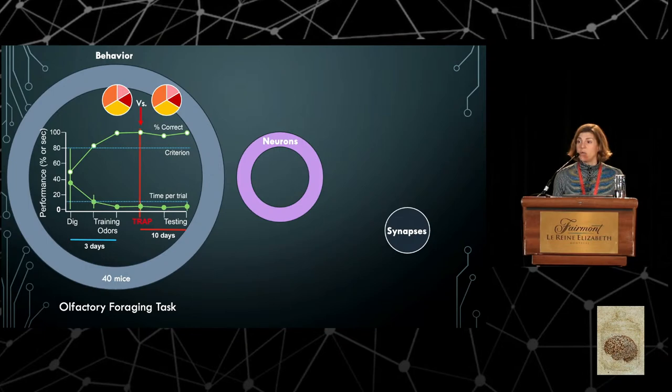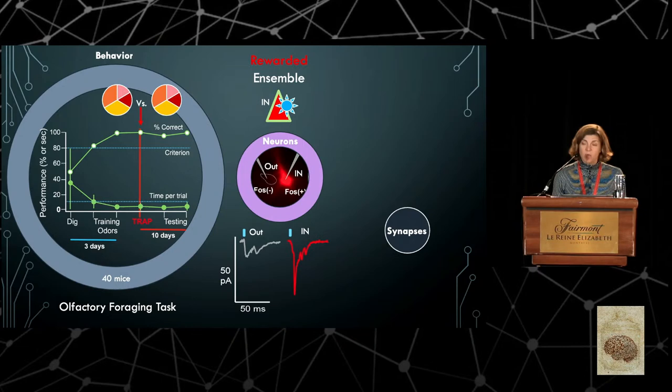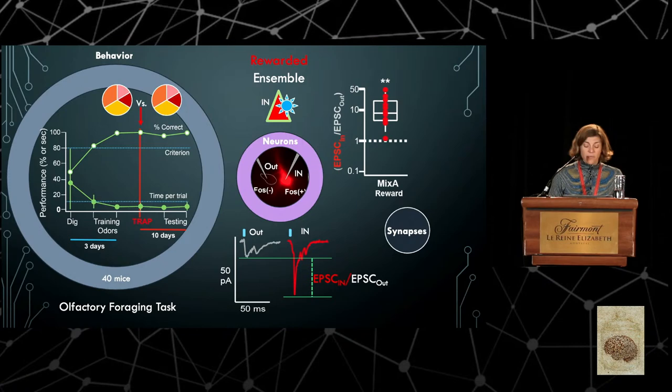We then record from our one neuron that's within the population and our neuron that's outside the ensemble. What we find for the rewarded ensembles is something we were really hoping for: the synapses onto the neurons within the rewarded ensemble are much stronger than the synapses onto neurons outside the ensemble. If we take the ratio of the EPSC amplitudes of the within-assembly to the outside-assembly connections, we find that the ratio is always much greater than one, indicating synaptic enhancement.